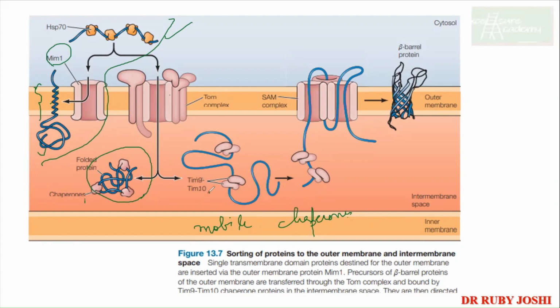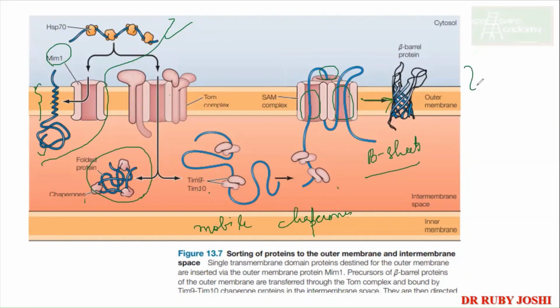Now, TIM9, TIM10 are keeping this protein in the unfolded state, and take it to the SAM complex. What is SAM here? Sorting and assembly machinery. If you see here, we have got 3 subunits present, 1, 2, and 3. So there are 3 proteins. Together they help in folding so that only a beta barrel or beta sheet is formed. Eventually, what is happening? The beta barrel protein complex is formed and it is pushed out.